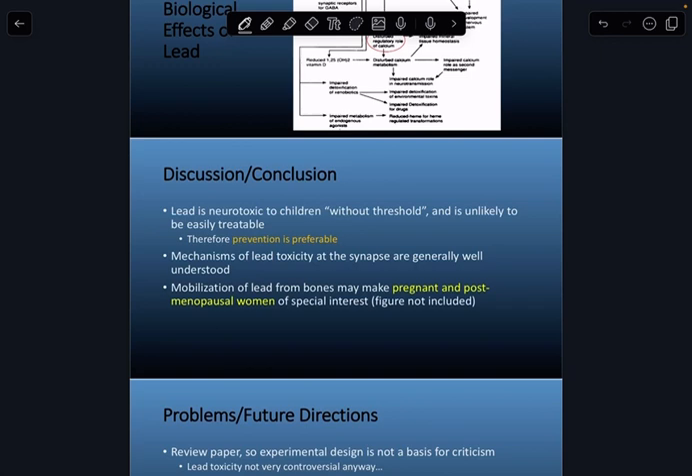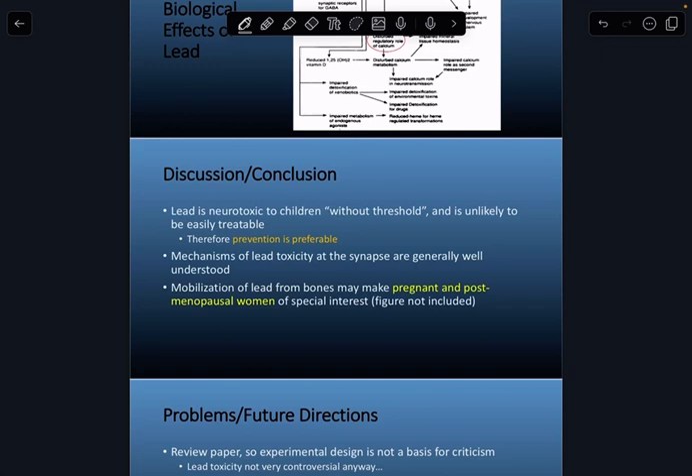The mechanisms of lead toxicity at the synapse are generally well understood, right? We know that it leads to release of excessive calcium, which leads to release of excessive neurotransmitter, which is toxic to the nerve cell. So this point was actually made in Silvergeld's discussion, but makes an interesting point.